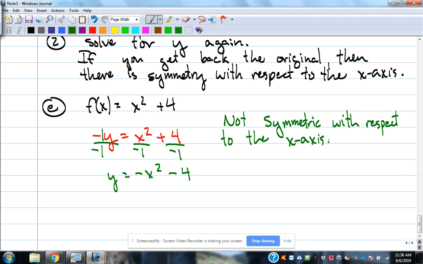Okay. If it's not symmetric with respect to the x-axis, it can't be symmetric with respect to the origin. Because remember, the origin is both of them. If it's symmetric with the y-axis and symmetric with the x-axis, then it's got to be symmetric with the origin. So this is one of those cases where I'm going to do both of these tests and I get the third one for free. That's kind of how that works. All right. Let's look at another problem and see if we can do that.